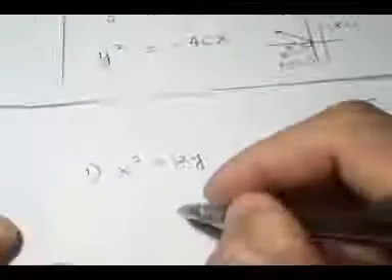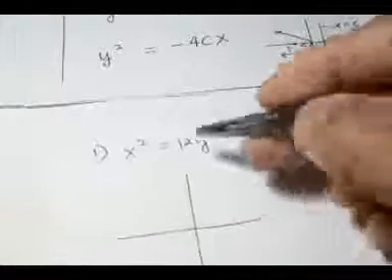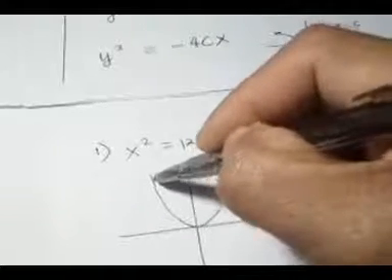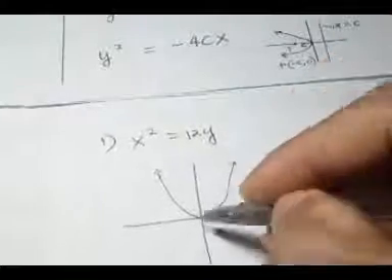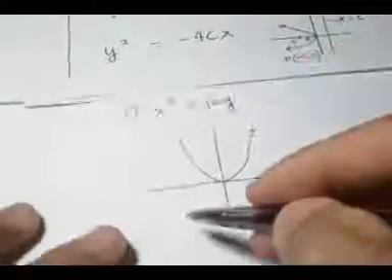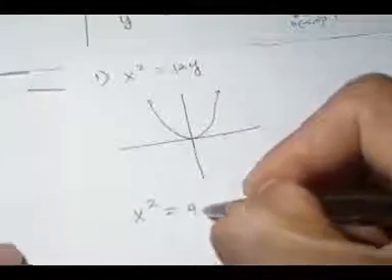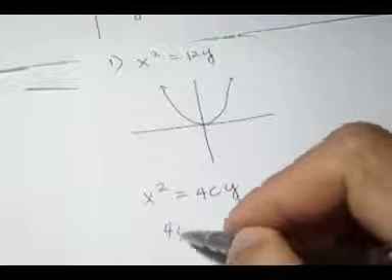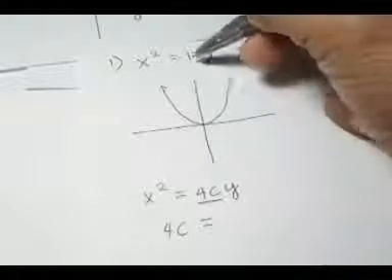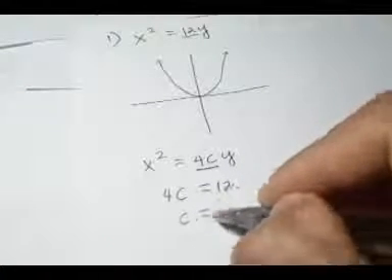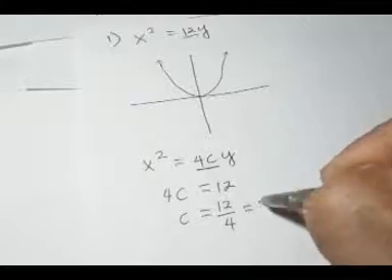We have to take note of its graph. So this is open up. This equation of the parabola has its vertex at the origin and opens upward because this is positive. So our standard equation is x squared equals 4cy. So 4c is equal to 12. From this equation, we can solve for c as 12 divided by 4, which is equal to 3.